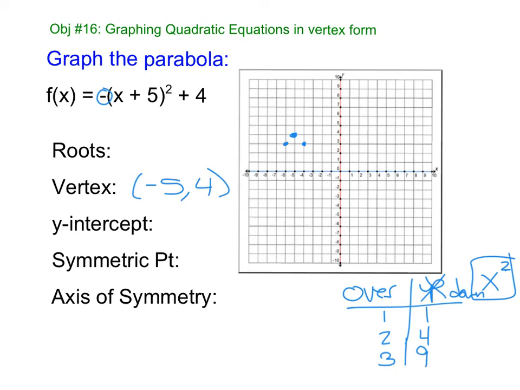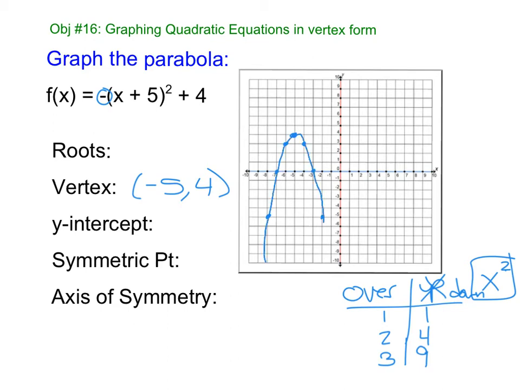Always count from your vertex, right? So from our vertex, over 2, down 4. Back to our vertex, over 2, down 4. Back to my vertex, over 3, down 9. Now sometimes I'll do the math and if I don't feel like counting, because this is 4, so I'm at -5. Let's see, -5, -5. And I usually do as many as I can fit on the graph.